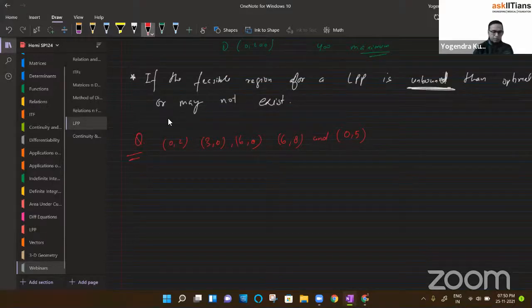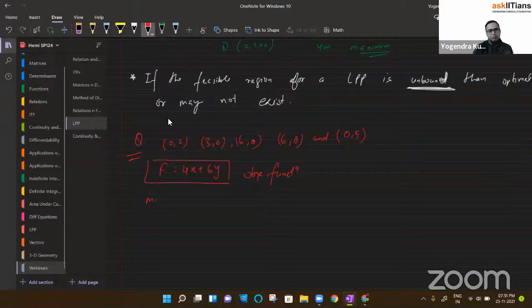I'm not writing the full theory part. Now what they're telling: f equals 4x plus 6y. Let 4x plus 6y be the objective function. This is our objective function. Then the minimum value of f occurs at what?